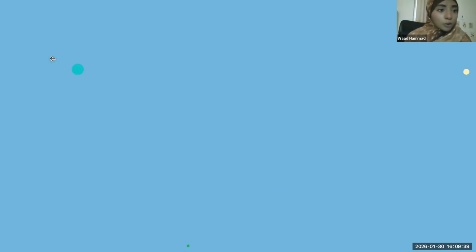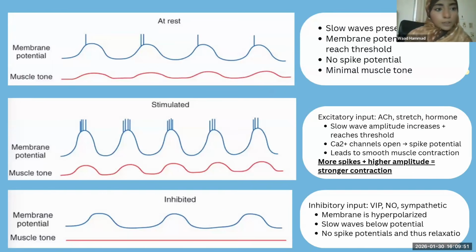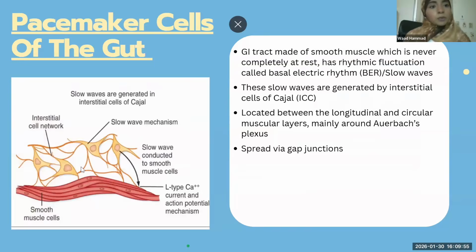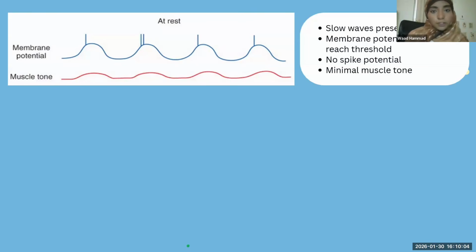Okay, so now that we know what the slow waves are, just to recap, they are slow fluctuations in the membrane potential that cause the stomach to slowly have some small waves go through it. We can talk about this. So what are we looking at here? Let's start with when we're at rest. When we're at rest, we have small muscle tone. So our membrane potential, as we said earlier, is fluctuating a little bit, but there are no contractions at the moment.